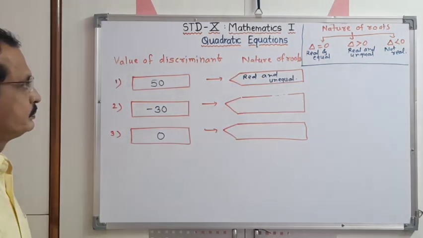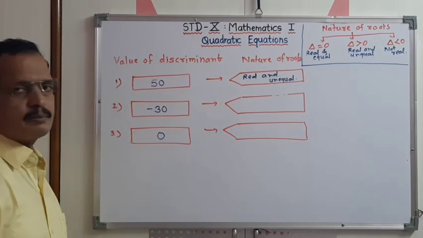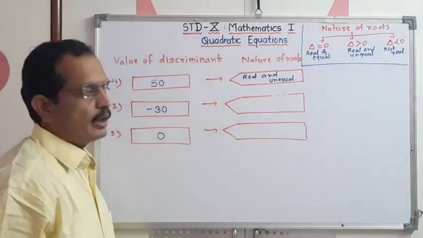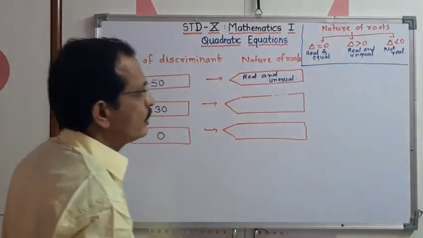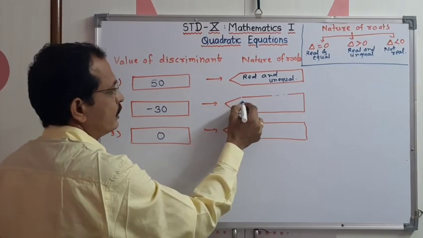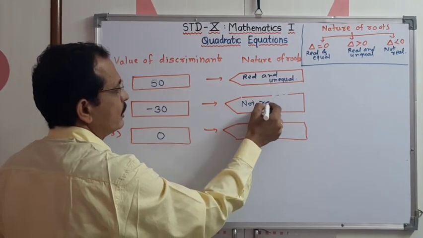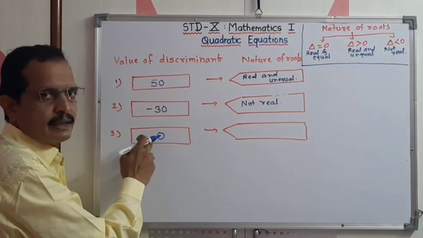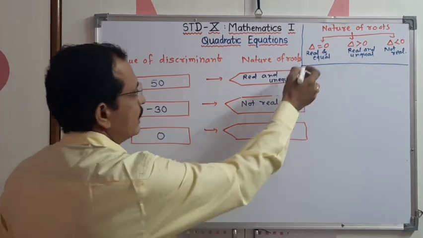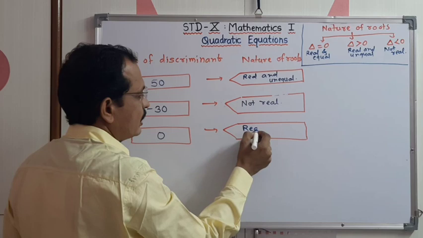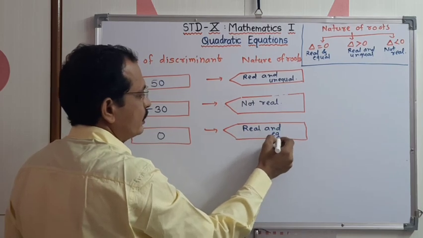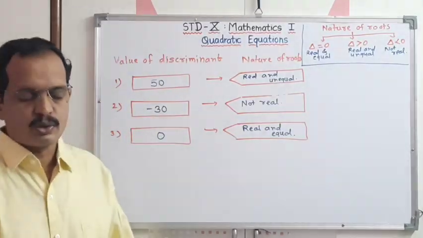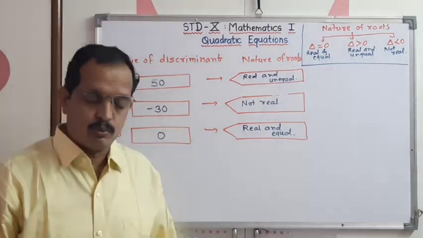Then second, the value of delta is minus 30, that means delta is less than 0. And when delta is less than 0, then the roots are not real. Therefore we have to write here not real. And the third one, the value of discriminant, that is delta, is equal to 0. And when delta is equal to 0, then the roots are real and equal. This is one activity which is given on page number 44. You have to write it in your notebook.